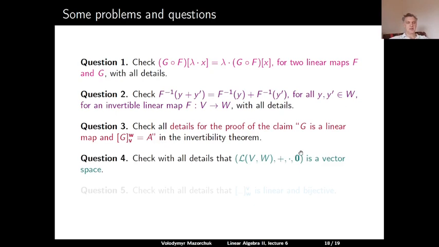Check with all details that the set of all linear maps with respect to our operations is a vector space. So a vector space has something like 9 axioms. Please check all these axioms. And question 5, check with all details that the map which assigns to a linear map its matrix, that this map is linear and bijective.